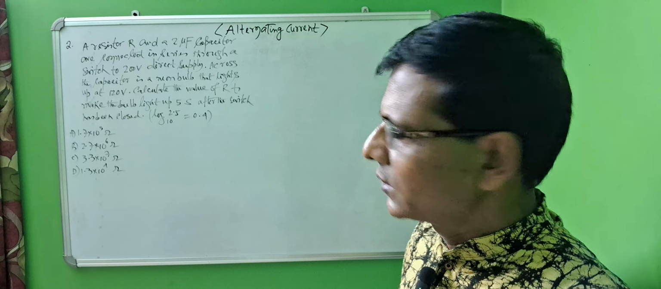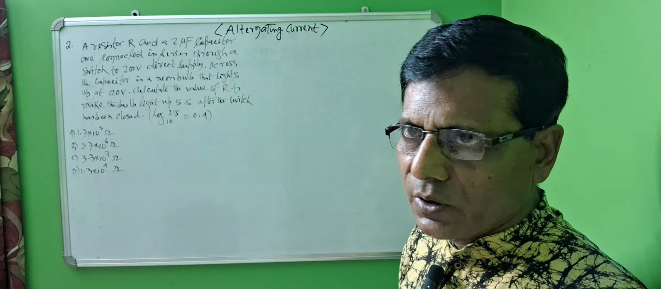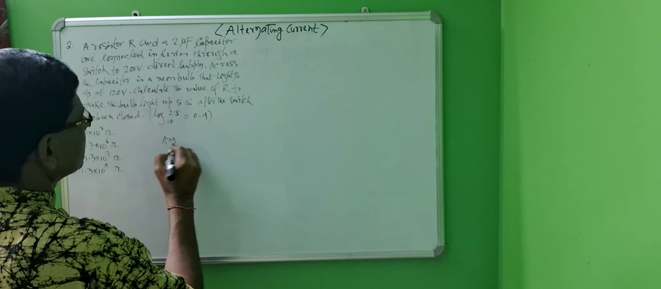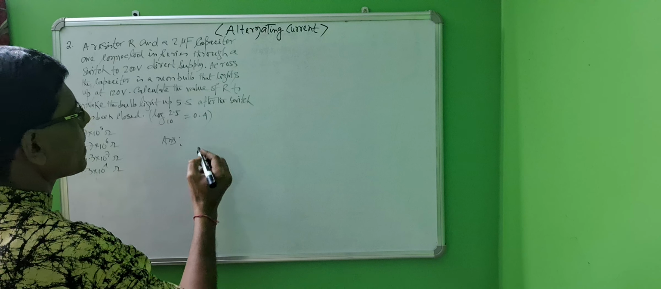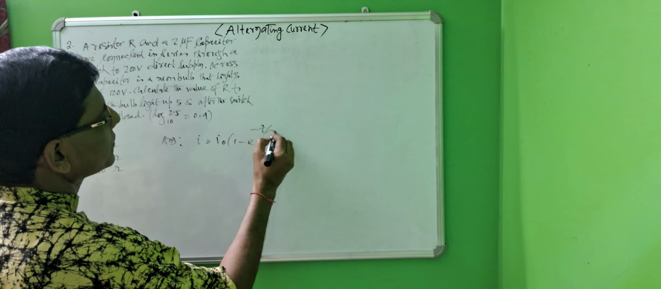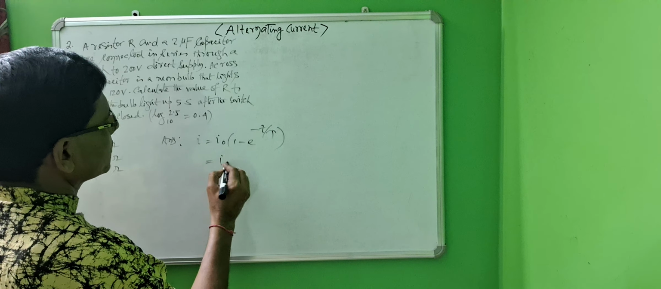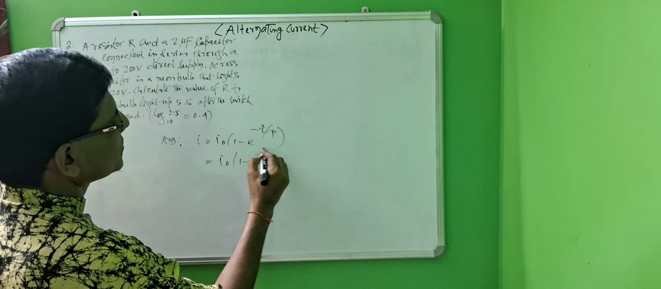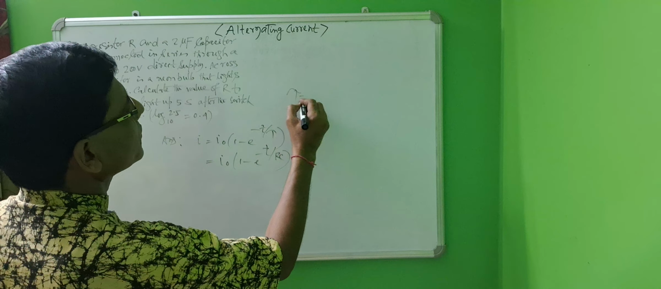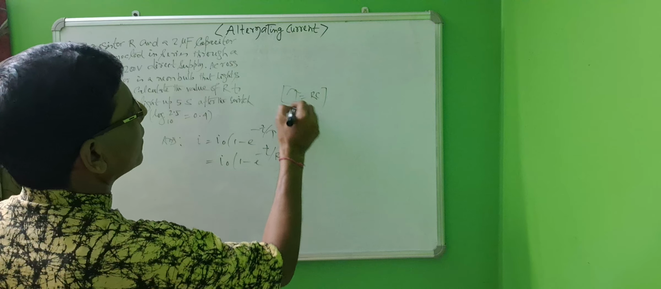So for charging a capacitor, we have I equals I0 into 1 minus e to the power minus t upon tau, equals I0 into 1 minus e to the power minus t upon RC, where tau is the time constant, equals RC.